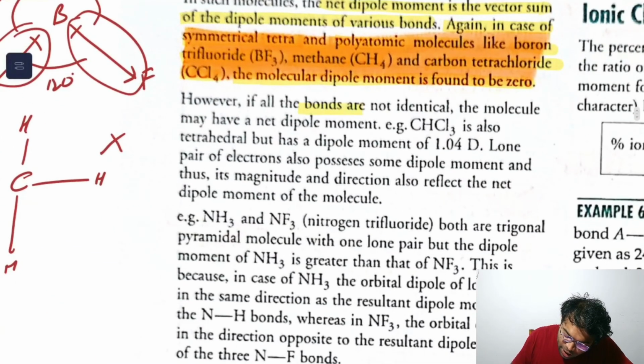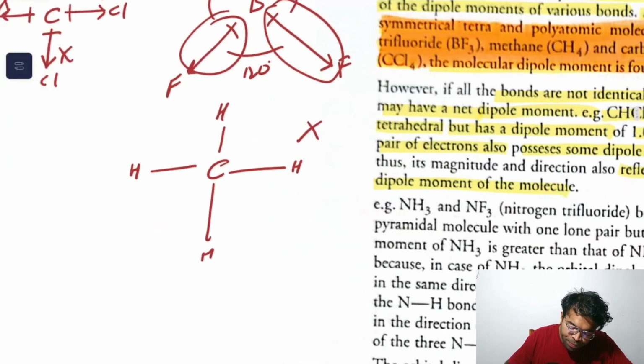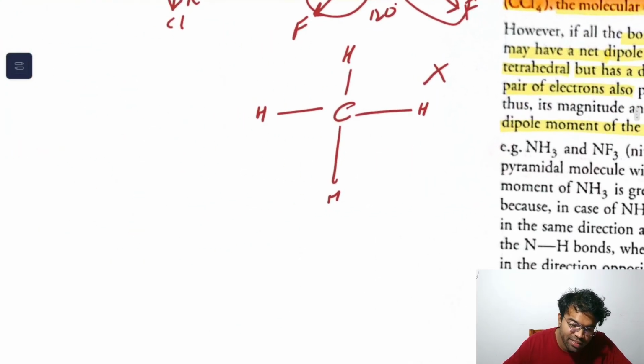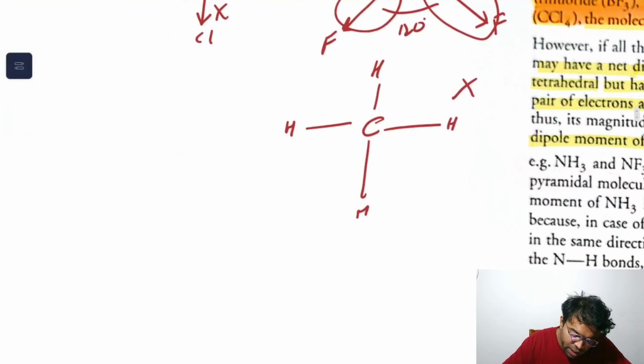However, if the bonds are not identical, the molecules may have a net dipole moment. For example, CHCl3 is also tetrahedral but has a dipole moment of 1.04 D. The lone pair of electrons also possess some dipole moment, and thus its magnitude and direction also reflect in the net dipole moment. Now let us look at the example of CHCl3. Can you tell me what CHCl3 actually is? You should know the name of CHCl3. Yes, exactly.